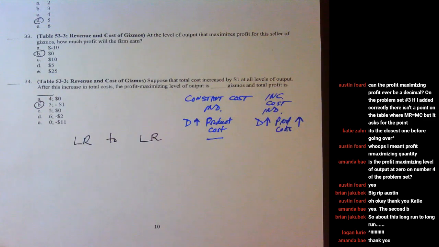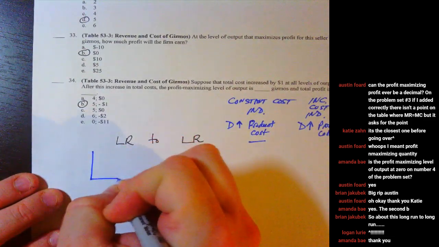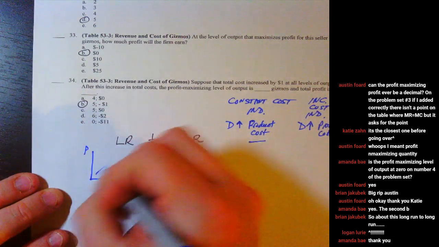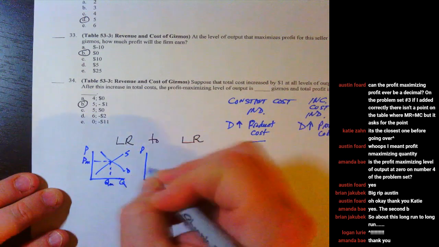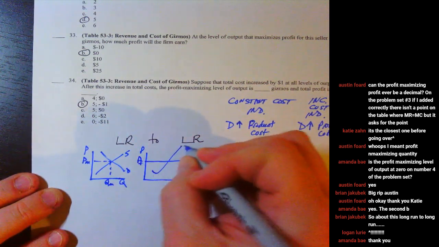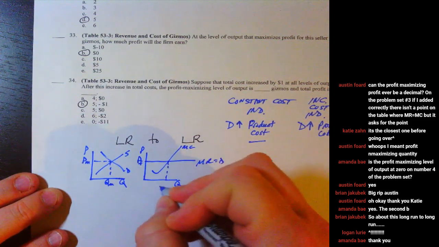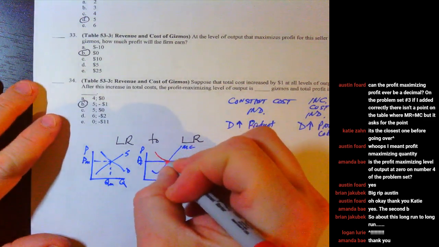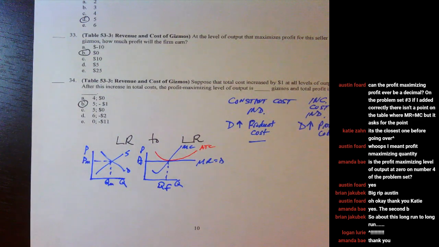Okay, so let's start with long run to long run. Start here. Price, quantity, price, quantity. Supply, demand, price market, quantity market, price firm, marginal cost, MR equal D, and we're at quantity for the firm. So what happens here is we've got our ATC right here, okay? Normal profit of 0. Okay, long run, we're going to go long run to long run.